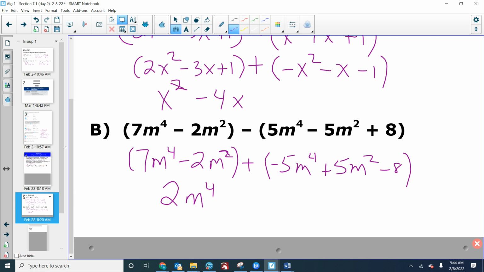What do you got there, Makana? I got negative 2m to the 2nd plus 5m to the 2nd minus 3m to the 2nd. Careful, sister. Negative 2 plus 5 plus 3m. There you go. Plus 3m to the 2nd. You still have what to deal with? Yeah, don't forget that. Just bring it down.